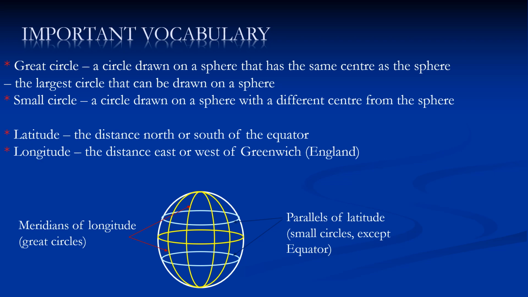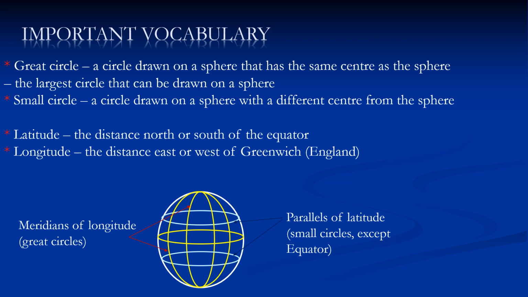So a great circle is a circle drawn on a sphere, so it's the circumference of a sphere that has the same centre as the sphere. So it's the largest circle that can be drawn on a sphere, whereas a small circle is a circumference drawn on a sphere with a different centre to the sphere.